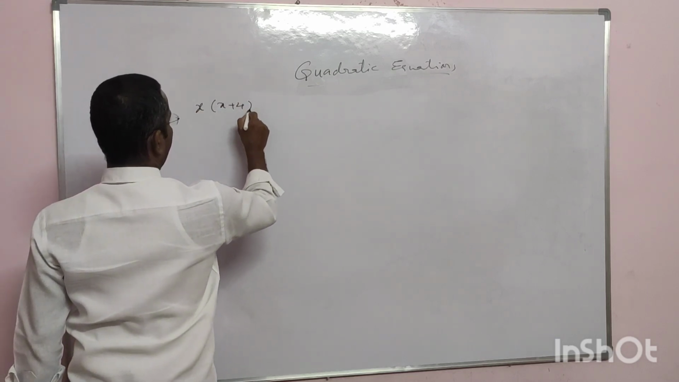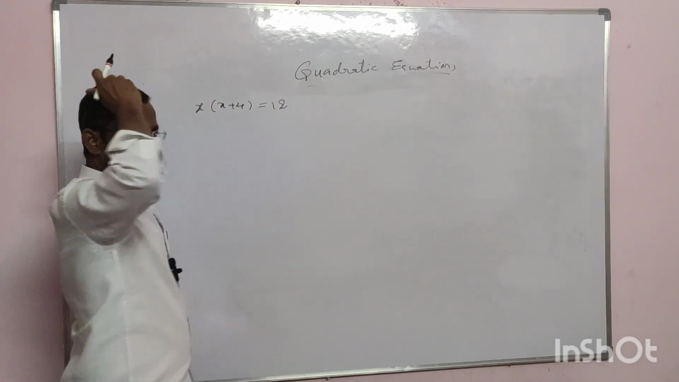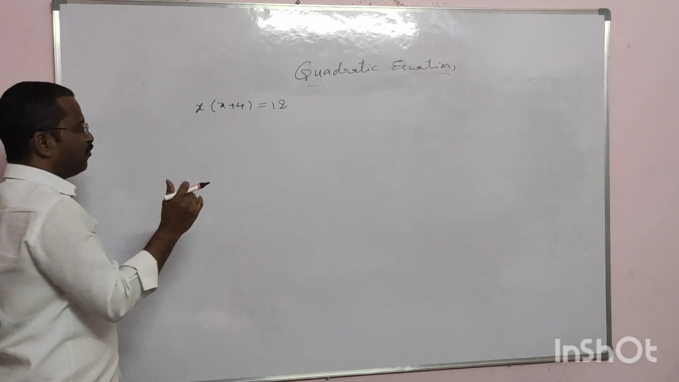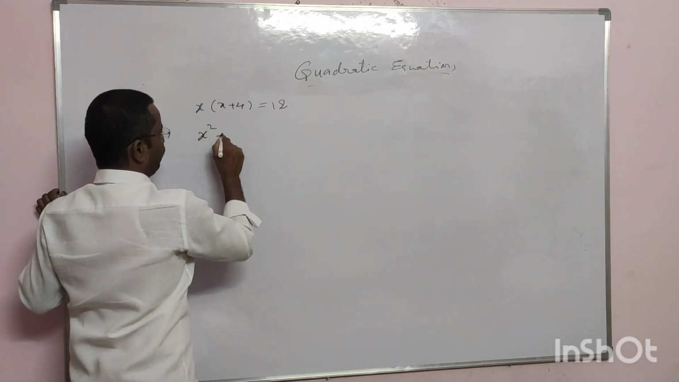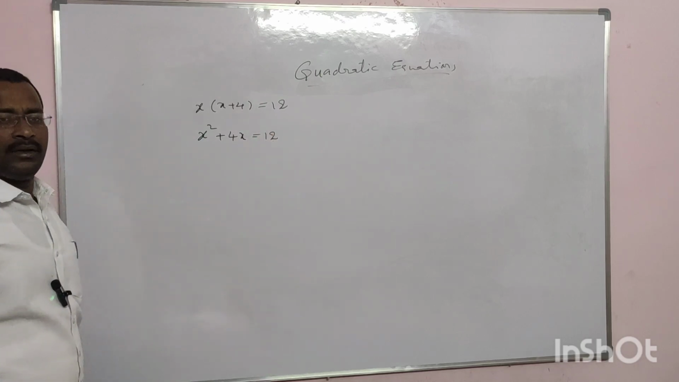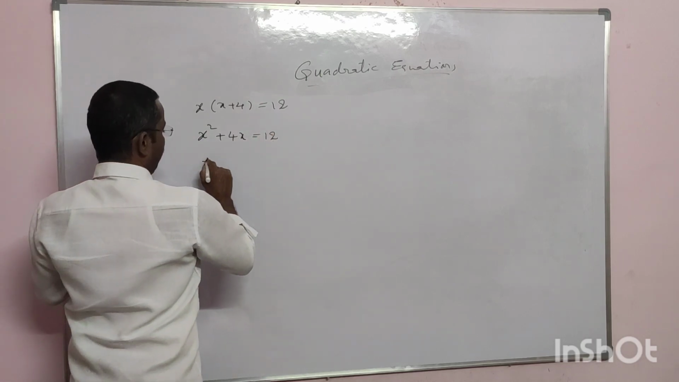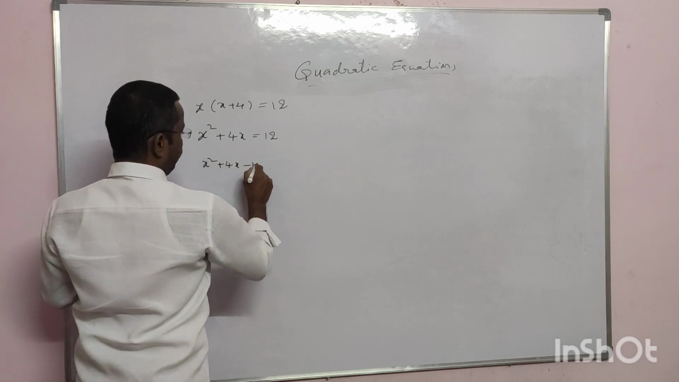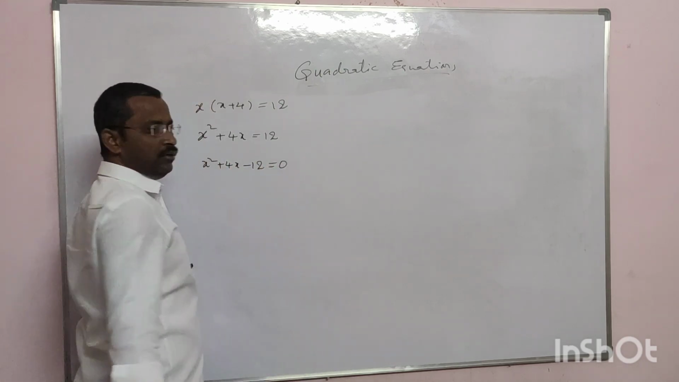x(x + 4) = 12 is given. For example, first expand it. x into x squared plus 4x is equal to what? 12. Take all values to one side: x squared plus 4x minus 12 is equal to 0.